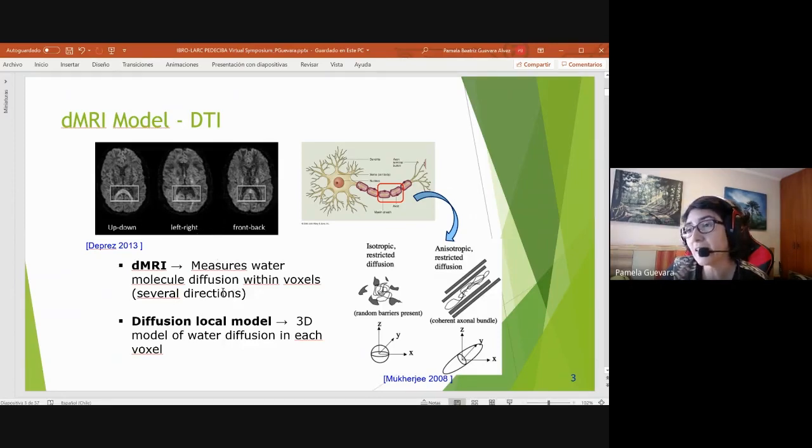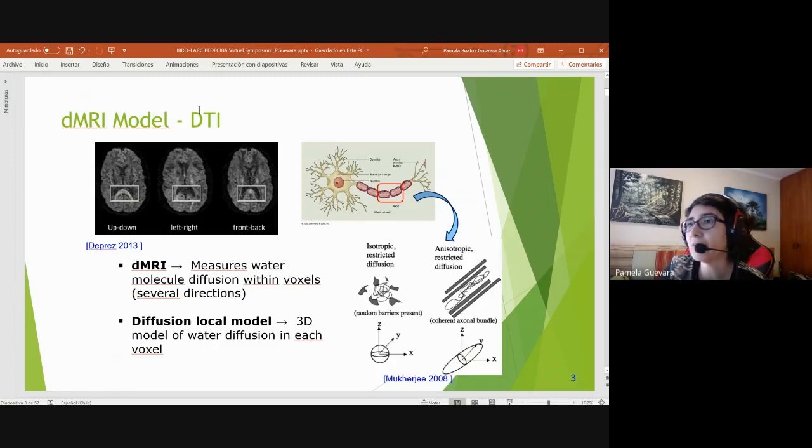Okay, so diffusion tractography is based on magnetic resonance imaging, but we base it on a special sequence that measures the motion of water molecules. To have an insight into the three-dimensional motion of the water, you need to acquire several directions. Not one, but several, at least 6, but ideally 40 or 60 directions. So if you have this measure of the water molecule motion inside the brain, you can then apply a model in each voxel, what is called a diffusion local model.